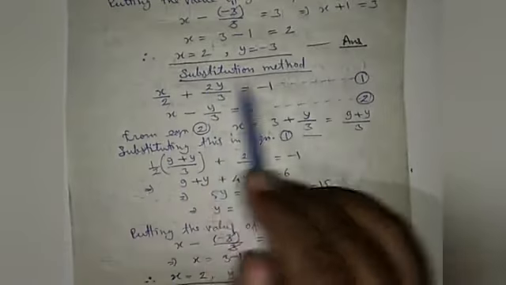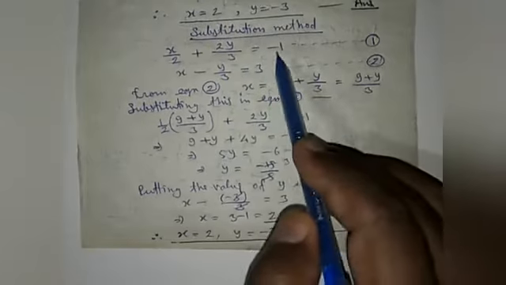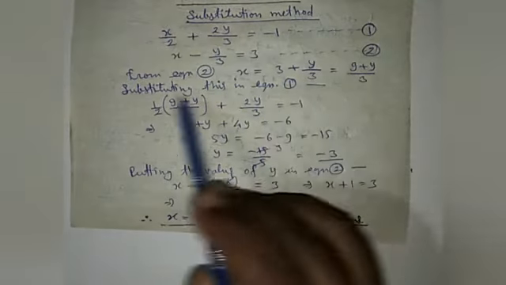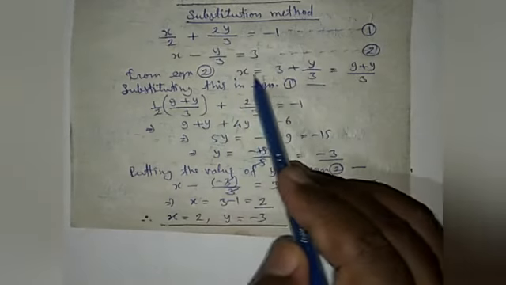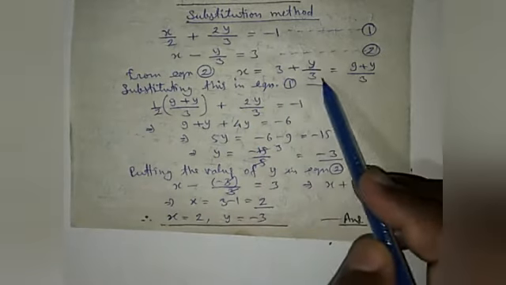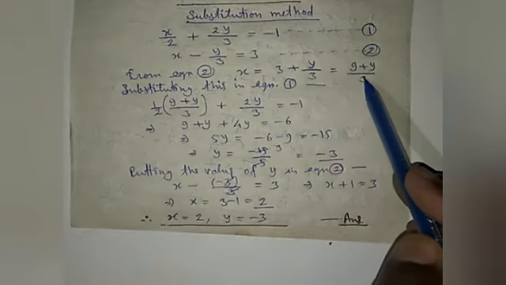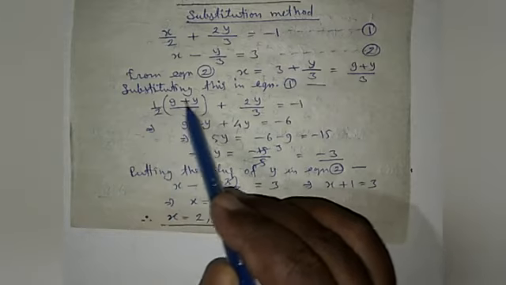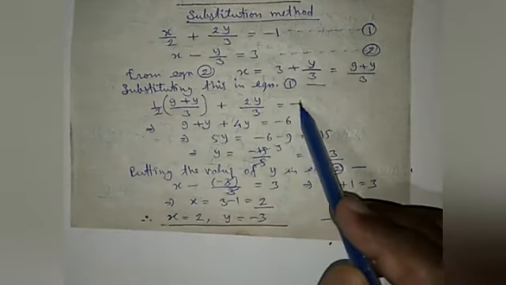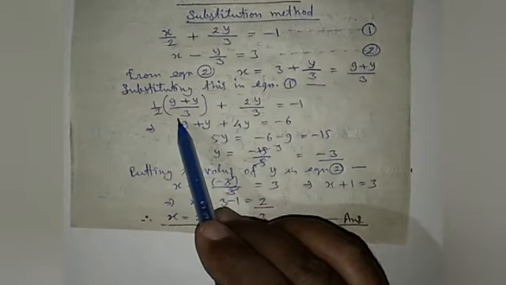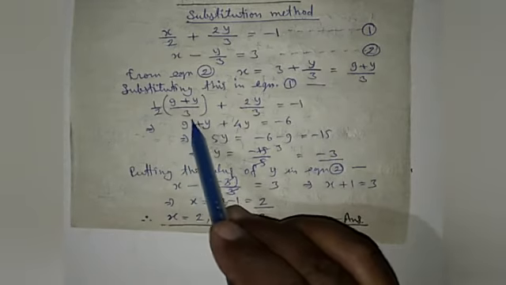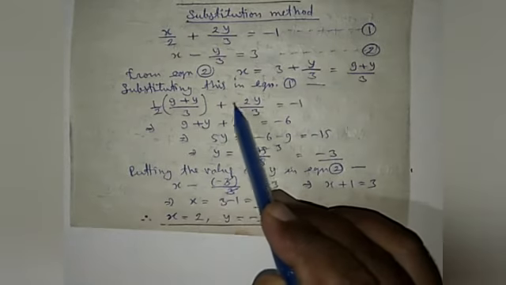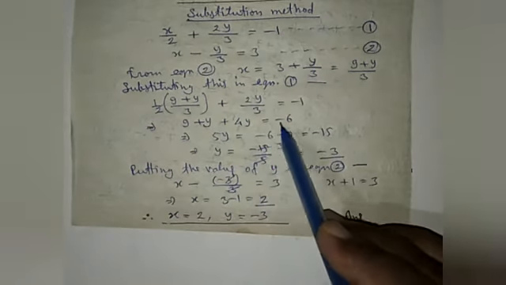Now by the substitution method, x upon 2 plus 2y upon 3 equal to minus 1 is equation 1, and x minus y upon 3 equal to 3 is equation 2. Now from equation 2 we have x equal to 3 plus y upon 3, that is equal to 9 plus y upon 3. Substituting this value in equation 1, we have half into 9 plus y upon 3 plus 2y upon 3 equal to minus 1. Now multiplying both sides by 6, we have 9 plus y plus 3 twos are 6, 2 twos are 4, 4y, that is equal to minus 6.